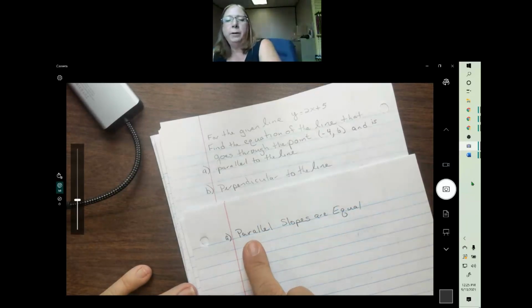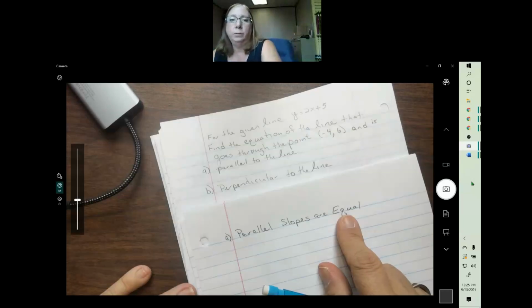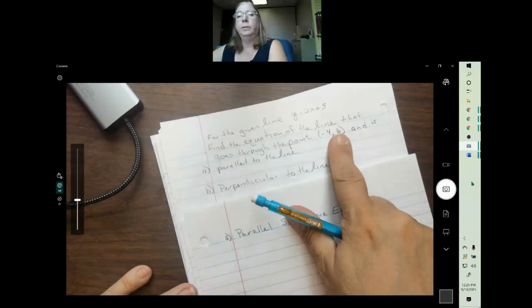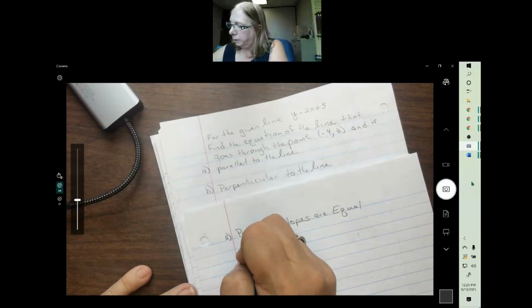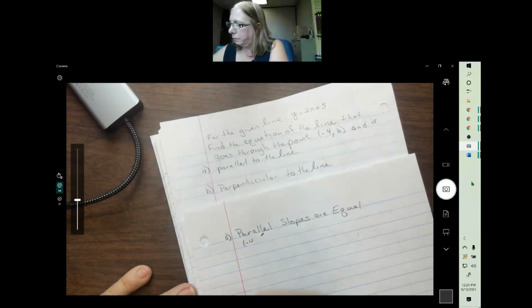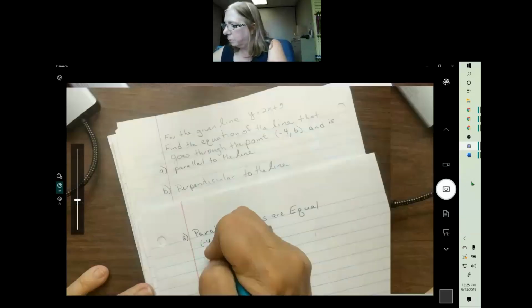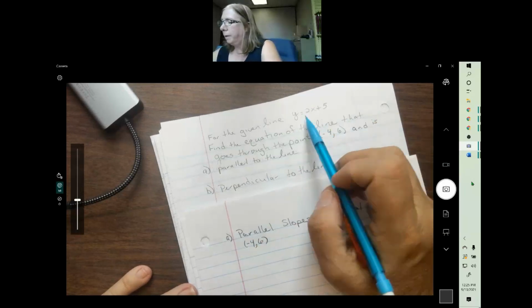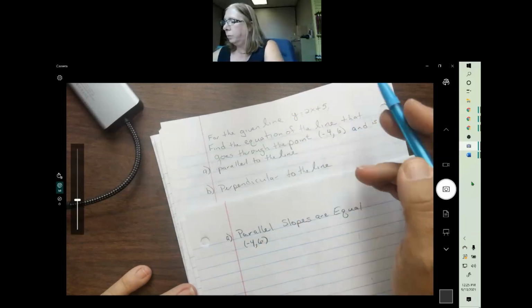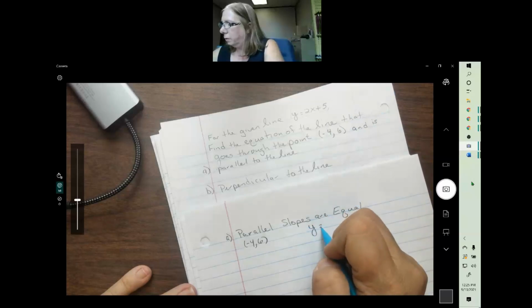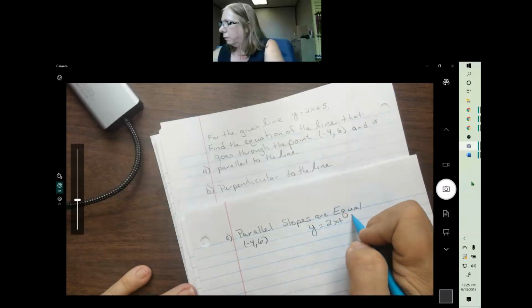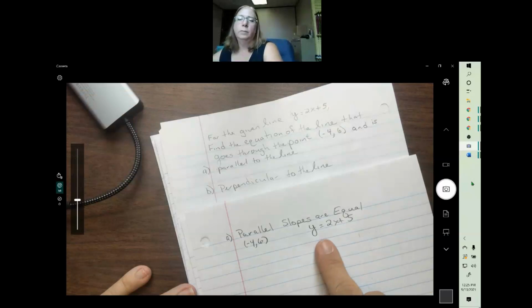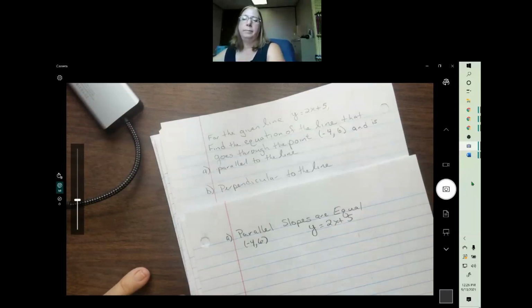If two lines are parallel, their slopes are equal. So we know we're going through the point -4, 6. We look at this equation, or line. What is the slope? Anyone?